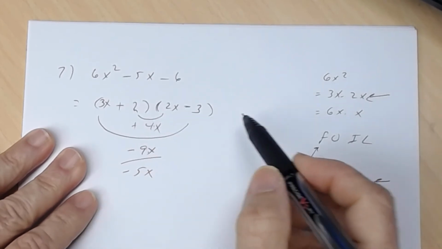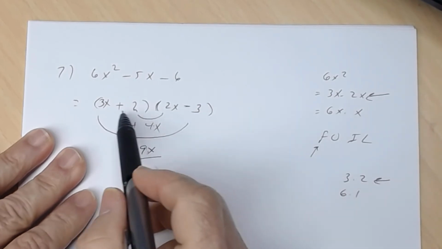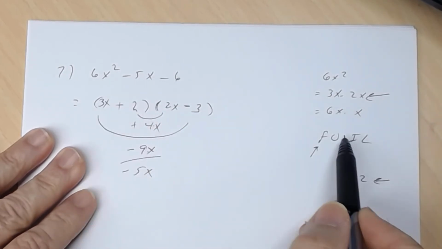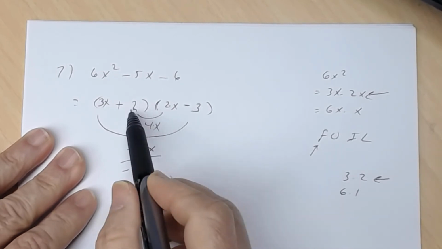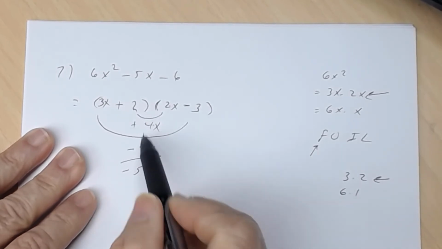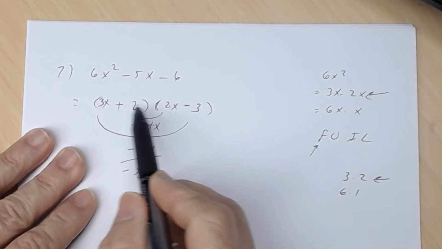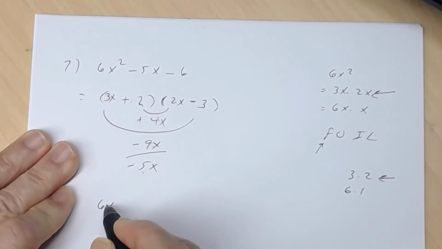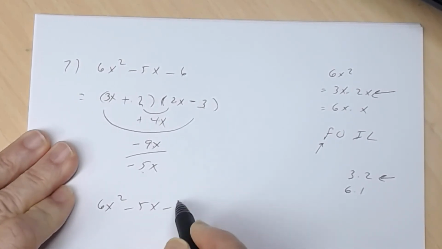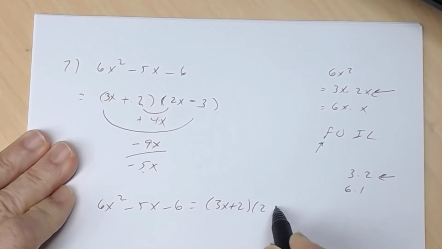All right, so before you go on, always verify. Use the FOIL method. 3x times 2x is 6x squared. The outer is a negative 9x. The inner is a positive 4x, and when you add them up, you get a negative 5x, and then a positive 2 times a negative 3 is a negative 6. So that means that 6x squared minus 5x minus 6 equals 3x plus 2 times 2x minus 3.